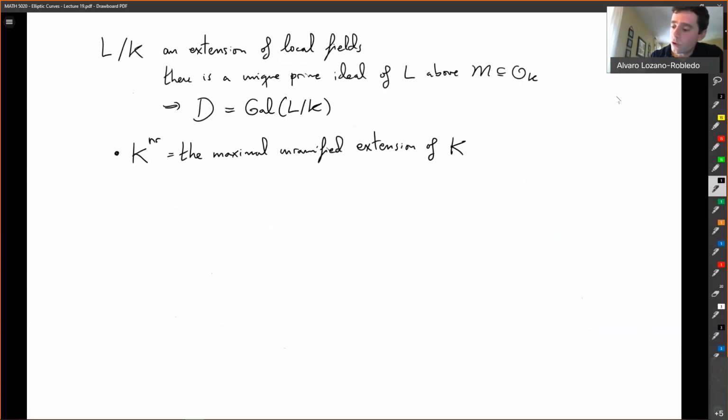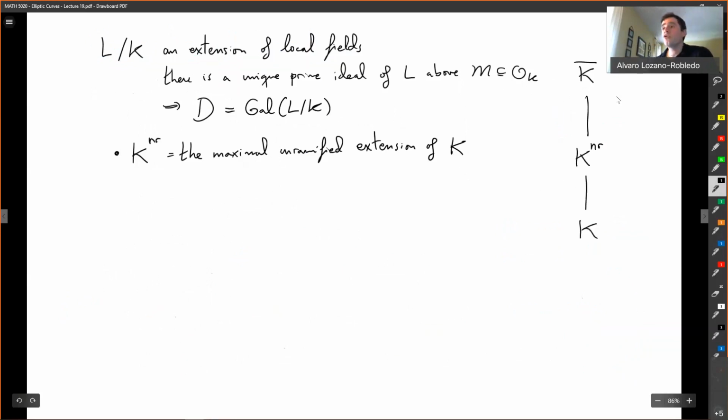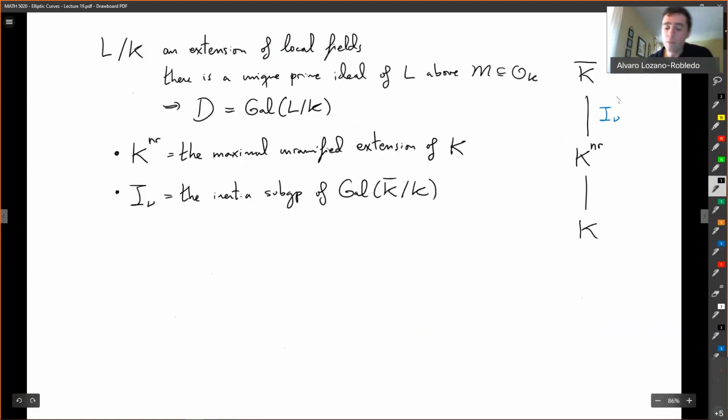And so we are going to have a tower now. I'm going to have an algebraic closure of K, K^nr, and K. And it turns out that inertia is going to be the subgroup of the Galois group that fixes the maximal unramified extension. So I'm going to define I_ν to be the inertia subgroup of Gal(K̄/K). Since there is only one prime ideal, it's the inertia subgroup for that prime ideal for that extension, from K̄ down to K.